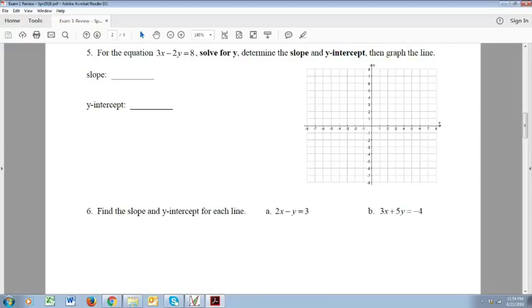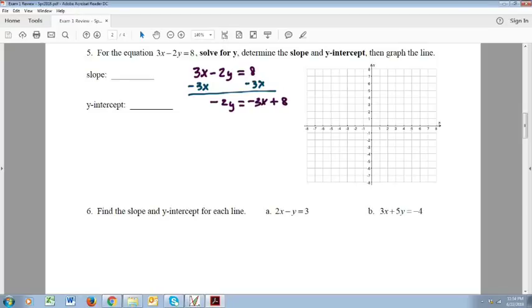Let's move on to number 5. So it says for the equation 3x minus 2y equals 8, solve for y, determine the slope and y-intercept, and then graph. So let's go ahead and do that. To solve for y, we're going to need to divide by negative 2, and we're going to have to get rid of that 3x term by subtracting 3x on both sides. We always will add or subtract first in a situation like this.